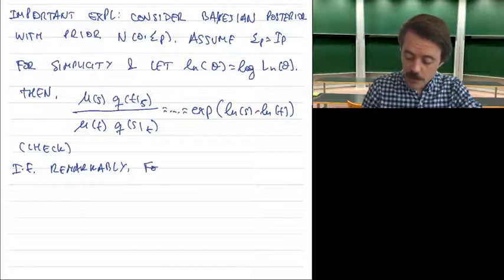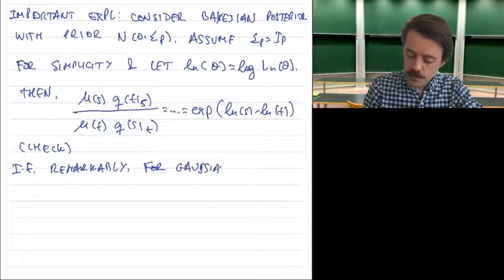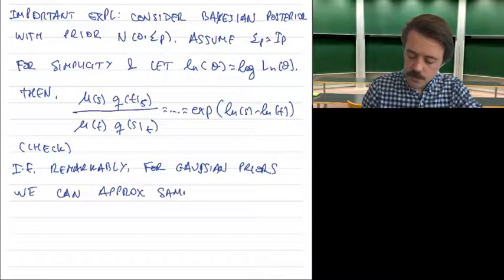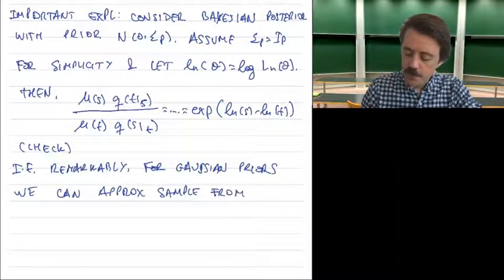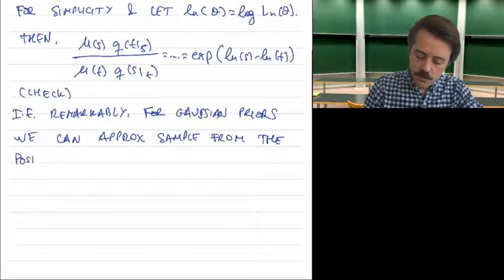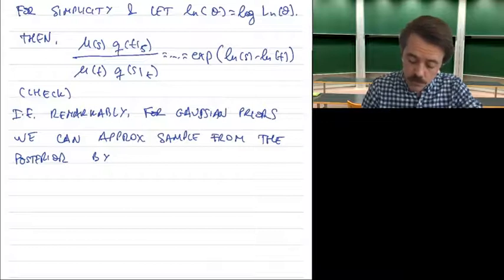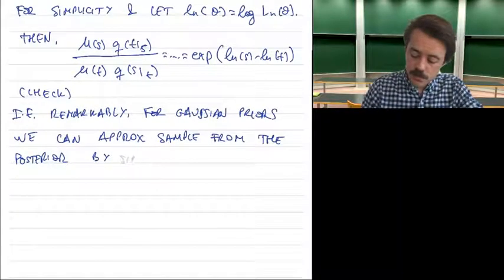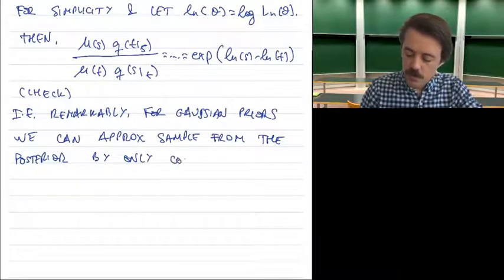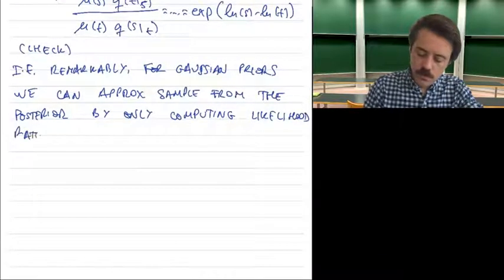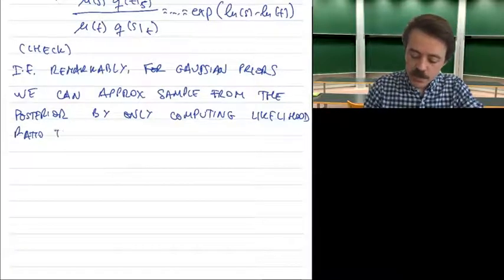So remarkably, for Gaussian priors, we can approximately sample from the posterior by only computing likelihood ratio tests. Okay, well, not tests, test statistics.